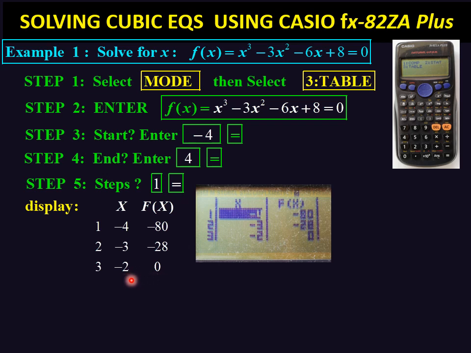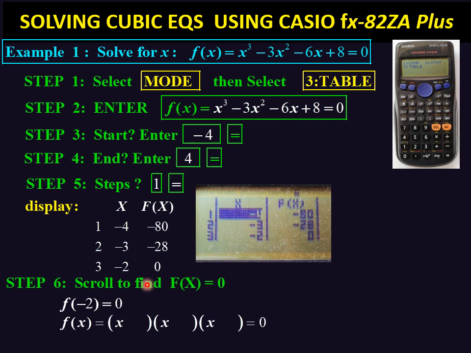So in other words, that's already one of your roots. So you scroll to find wherever the f(x) gives you a 0. There's a 0. So f(-2) was a 0. -2 there gives me a +2 there. You scroll down further and you see that at 1 you also have a 0.